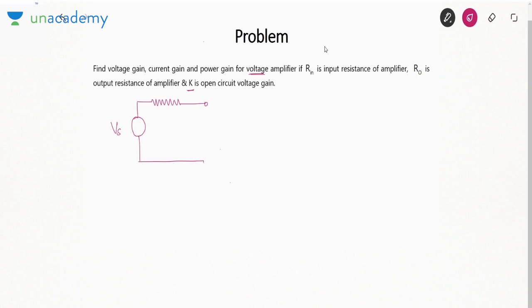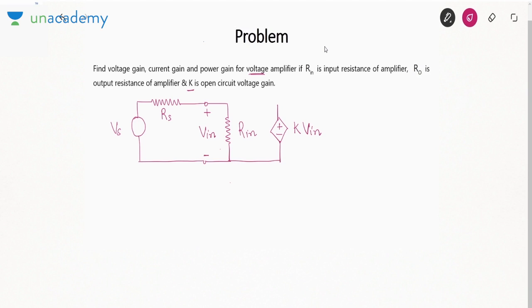Okay, these are the terminals of the amplifier. Here we will have R in, because it is a voltage controlled voltage source. So on the input side we will take a voltage, and on the output side I will also take a voltage source. The open circuit gain is K, so the source will be K Vin.